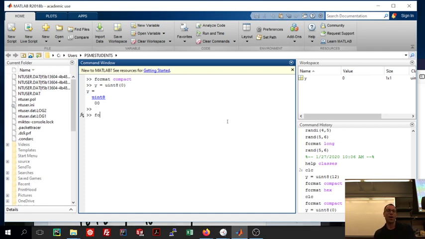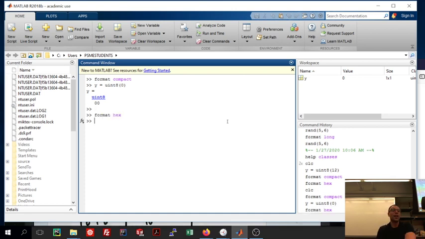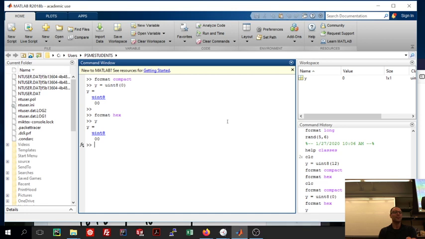Check this out. When I format hex, could you guess what hex means? MATLAB is going to give me a hexadecimal string of the binary digits underneath. So if I go y, how many binary digits is y? Eight. How many hexadecimal digits is y? 2.